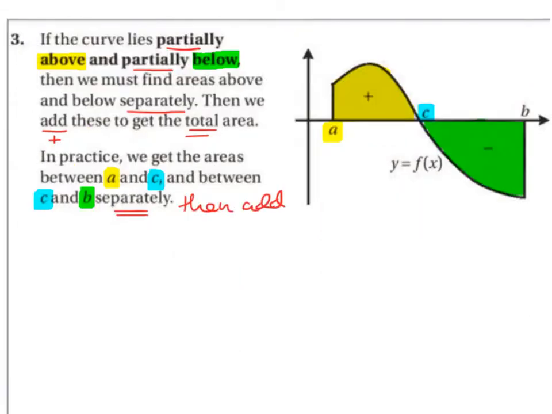If the curve lies partially above and partially below the x-axis, so for example, here's our curve y equals f of x, and part of it lies above the x-axis and part of it lies below the x-axis, then we must find the areas above and below separately. Then we add these to get the total area. In practice, we find the areas between A and C, and between C and B, separately, and then we add them.